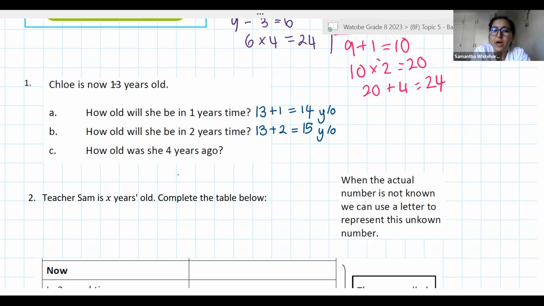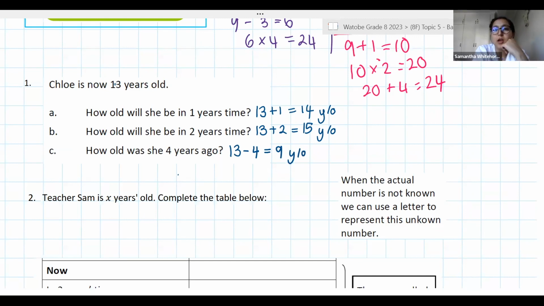Right, what about C? How old was she 4 years ago? How would we work that out? What would her age have been 4 years ago? We got some mixed answers here, but for the most part, we're getting them. She's currently 13. We want 4 years ago, so in the past, which means we want to take 4 years away from her. If we take 4 years away from her current age of 13, we get an answer of 9 years old.